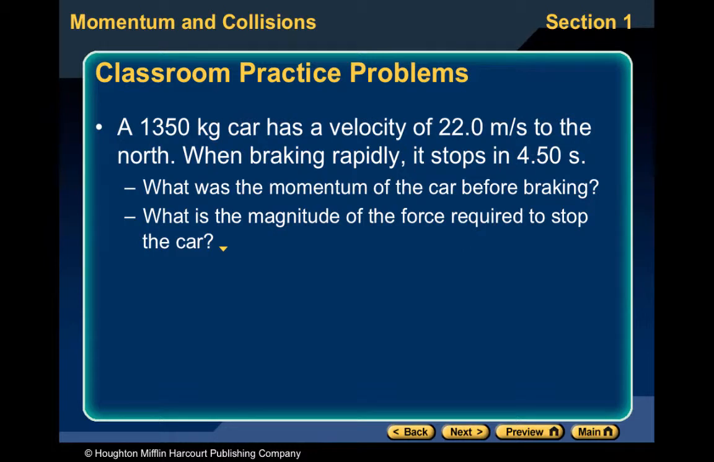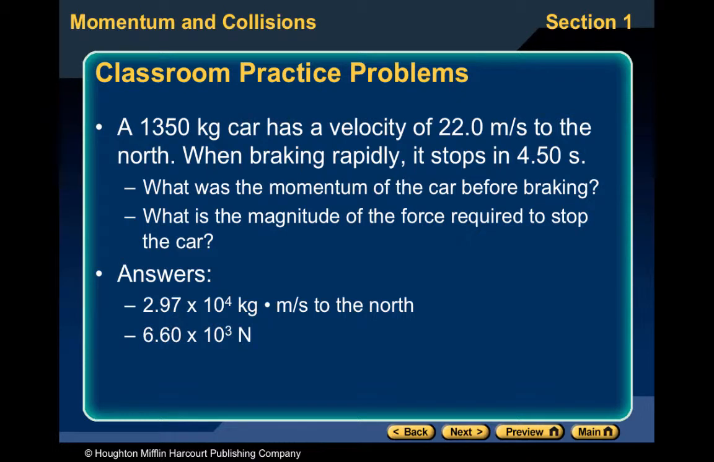And then the magnitude of the force required to stop the car. Well, our change in momentum, if we're starting at 22 meters per second and going to 0, is going to equal the momentum we just got, the 1350 times 22. So we can say force times delta t, which is 4.5 seconds, is equal to our change in momentum, which is what we got here. So we can solve for force then. Our answers should be 2.97 times 10 to the 4th kilogram meters per second to the north, and then 6.60 times 10 to the 3rd newtons. You can check those answers.